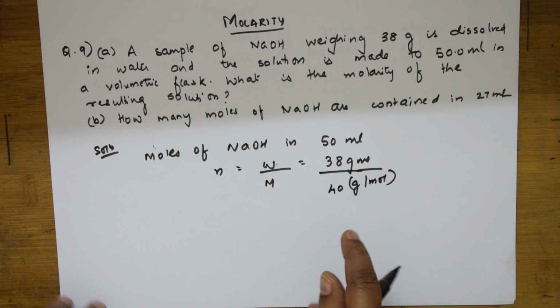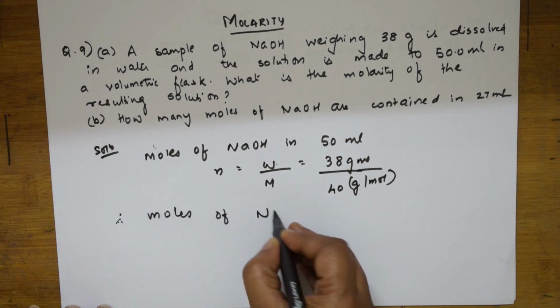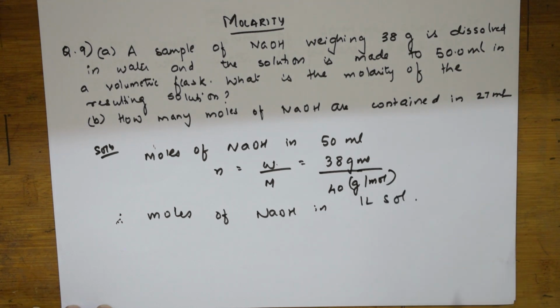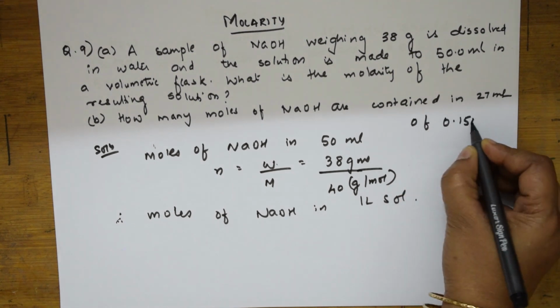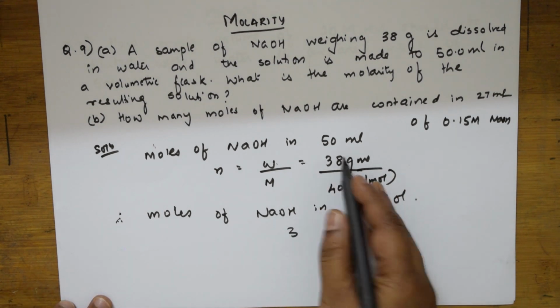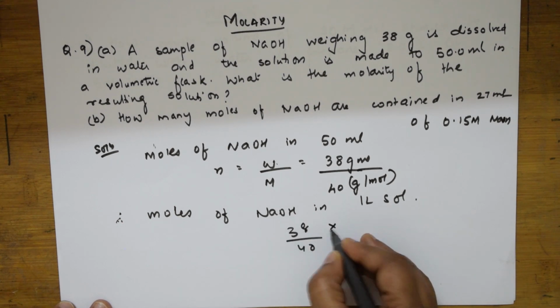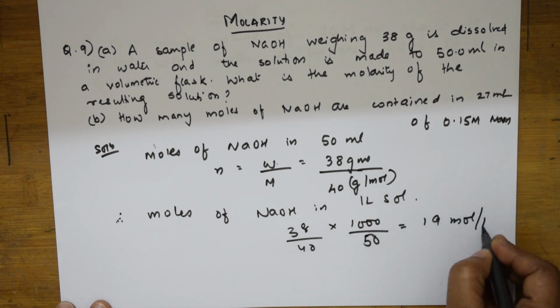Now what did they ask us? Moles in 1 liter of solution. So let us find moles of NaOH in 1 liter solution. There's some information also missing: 27 ml of 0.15 molar solution. This is important, I had left this data. Now substitute. This is there in 50 ml, so for 1 liter it is 38 by 40 into 1000 by 50. How much does this come to? 19 mole per liter. Done.